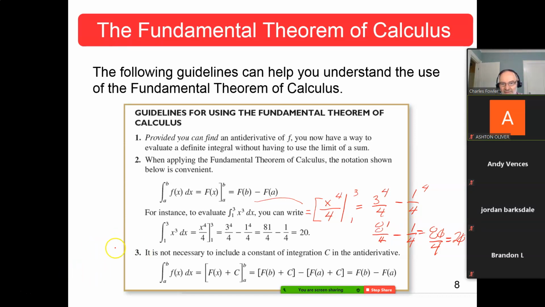As soon as you did this, you could have pulled that 1/4 outside and just done 3 to the 4th minus 1 to the 4th. That would be 81 minus 1. It's 80. Then divide by 4.